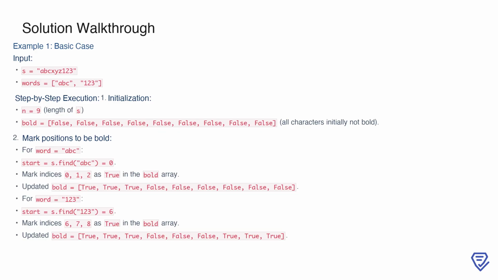Next, we process each word in the dictionary. For the word abc, we find its starting position in the string, which is index 0. We then mark the indices 0, 1, and 2 in the bold array as true. Moving to the word 123, we find its starting position at index 6 and mark indices 6, 7, and 8 as true. After processing both words, the bold array becomes true, true, true, false, false, false, true, true, true, indicating the regions that should be bolded in the final output.